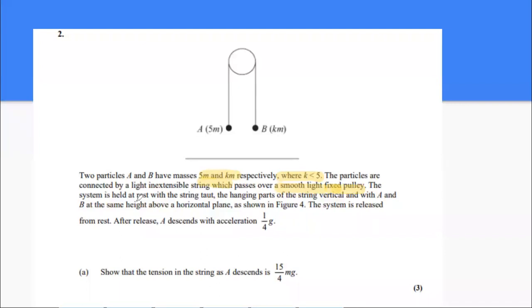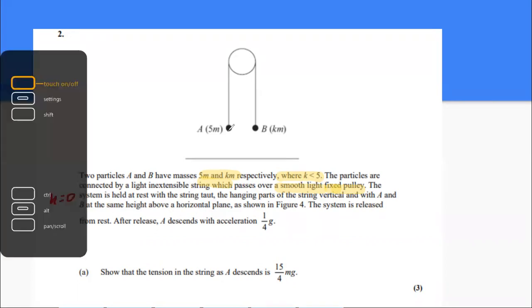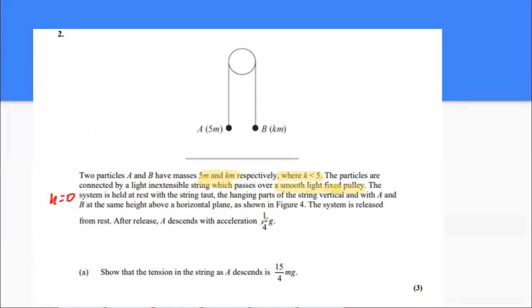It then says the system is held at rest with the string taut, so this therefore implies that u is equal to 0. Okay. The hanging parts of the string vertical with A and B at the same height, so they're the same distance away from the horizontal plane. And the system is released from rest, and after release, A descends with an acceleration. So we know here that A is going downwards with an acceleration of 1/4 g. Okay, so that then implies that B is moving upwards.